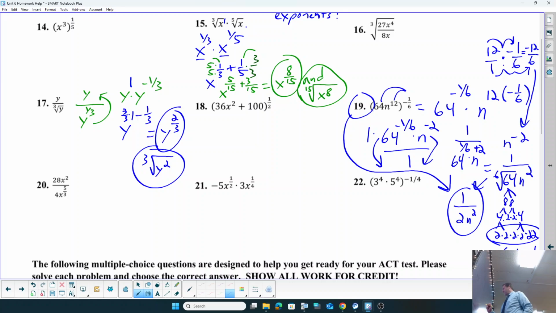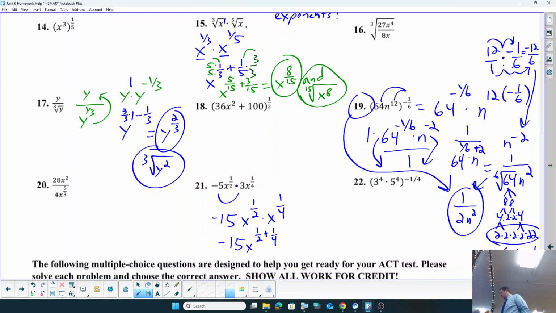Okay, so let's see. -5 times 3 is -15. We have x to the half times x to the 4th. Oh yeah, same base, you can add the powers. So we get -15 x to the half plus the 4th. And so I think that's just 3/4.